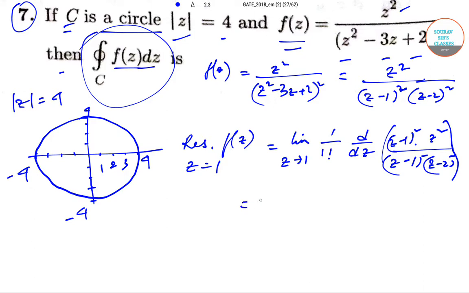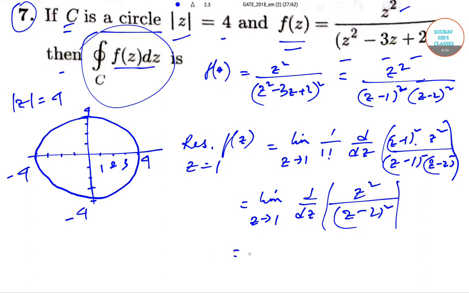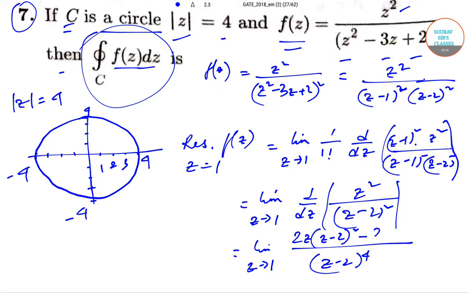So this will be given by limit z tends to 1 of d by dz of z square on the top and z minus 2 whole square on the denominator. Upon differentiation this will give us limit z tends to 1, z minus 2 to the power 4 on the bottom, and on the top we'll get twice of z into z minus 2 whole square minus 2z square into z minus 2. This is what we will get in the numerator.